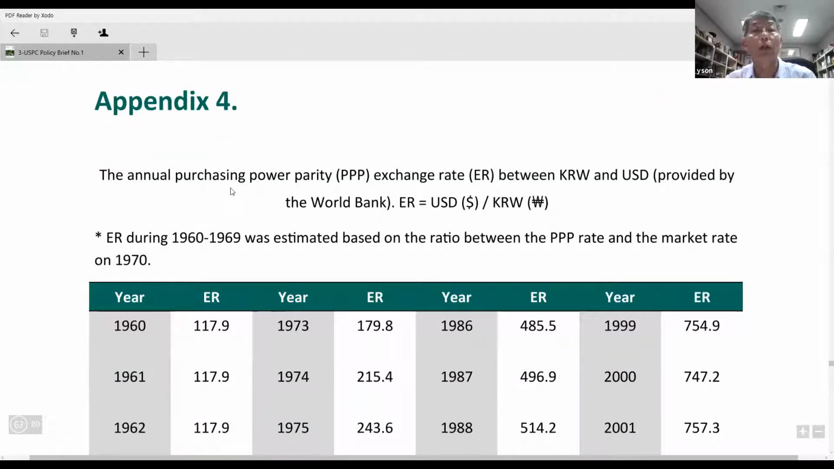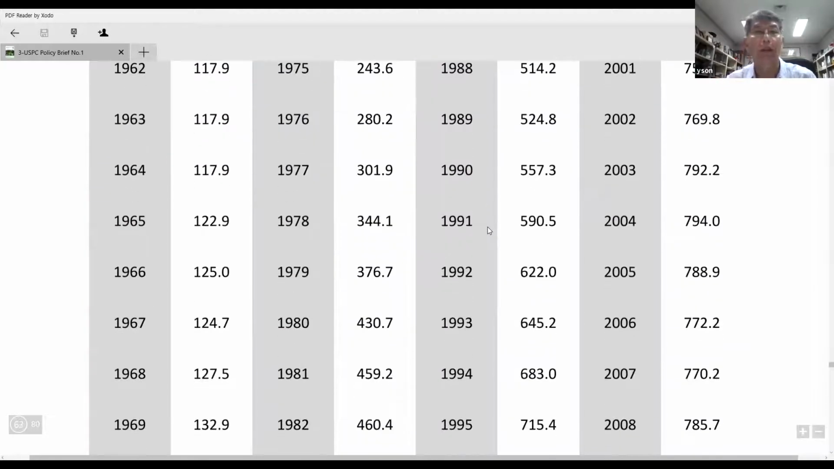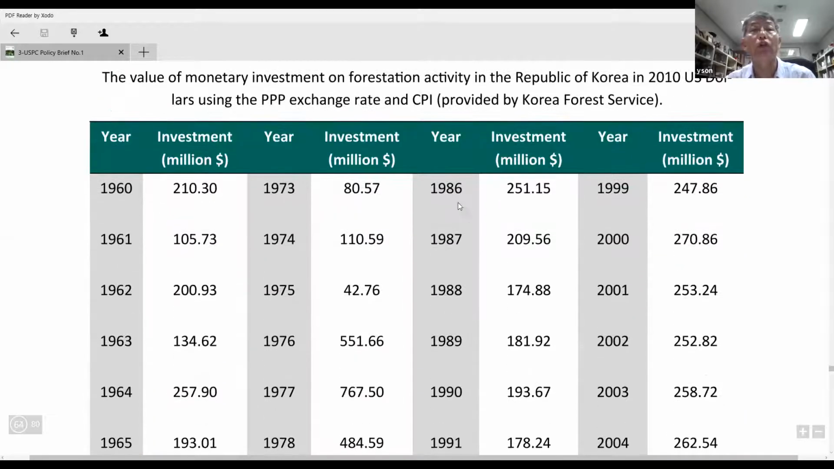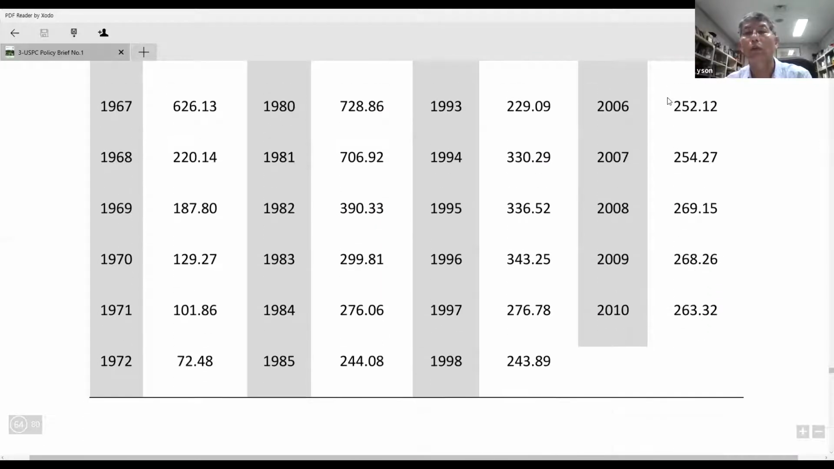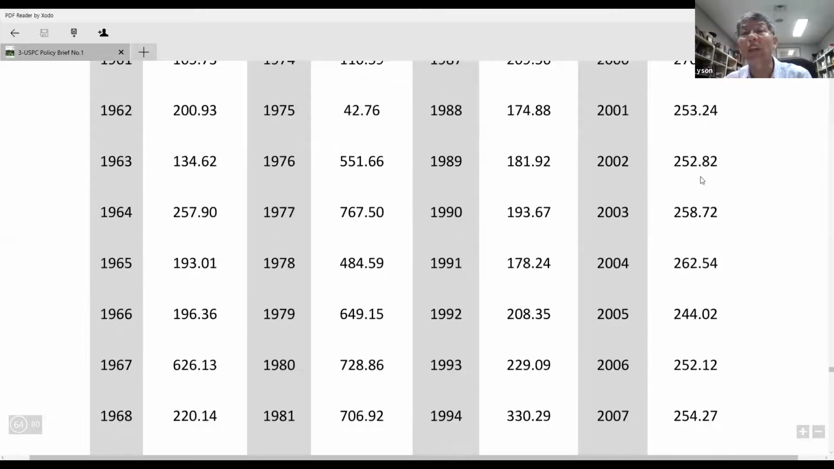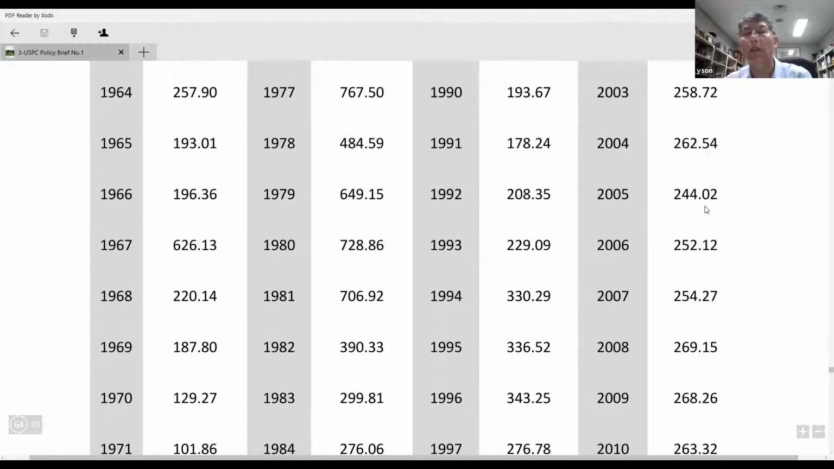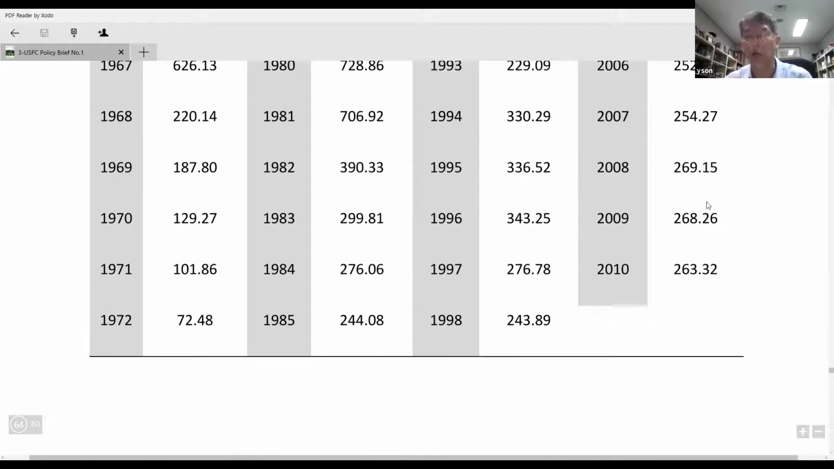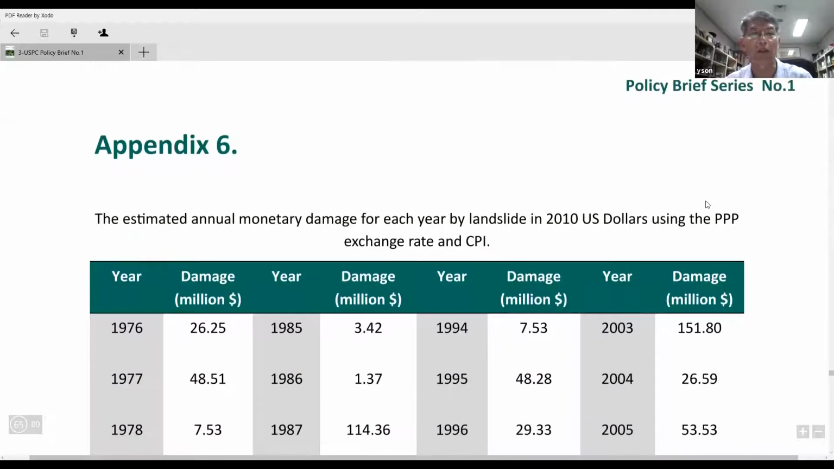And annual purchasing power parity exchange rate. Okay. And then monetary investment of forest activities using 2010 US dollars. Again, you see still investment even after reforestation to protect forest, to manage forest. Still, you need to invest money even after reforestation. I emphasized that several times.